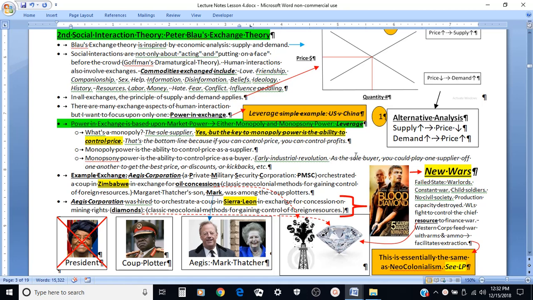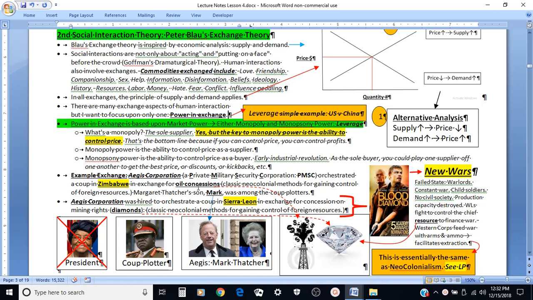All right, as a sole buyer, you can play one supplier off another and get the best price, or you get discounts, or you get kickbacks, whatever. Now, an example of an exchange, I'll give you one early on, is with a corporation called Aegis Corporation. It is a private military security corporation, or PMSC, based out of England. It's a British company. And the exchange was they orchestrated a coup in Zimbabwe. They overthrew the government in exchange for oil concessions, right?